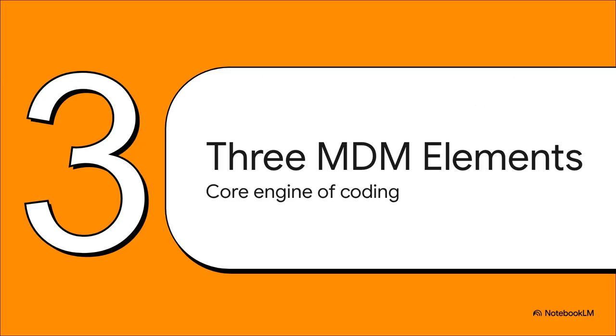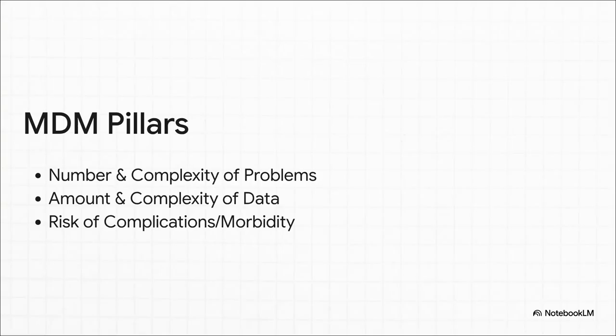Section 3. The 3 MDM elements. Medical decision-making, or MDM, is driven by 3 main pillars. You've got the number and complexity of problems addressed, the amount or complexity of data reviewed and analyzed, and the risk of complications or patient morbidity. Let's break each one down.